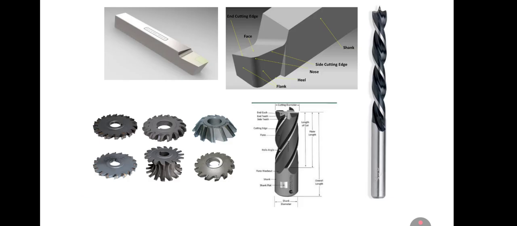Now here is a pictorial representation of different types of tools. In the first two images we can see a single point cutting tool. Here one of the edges will only be used for material removal, so it will come under the category of single point cutting tool. Below we can see the drill bit which has two cutting edges, so it may come under the double point cutting tool. And there are some milling cutters also. Here we can see multiple cutting edges, more than two.